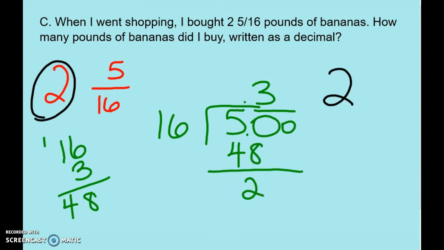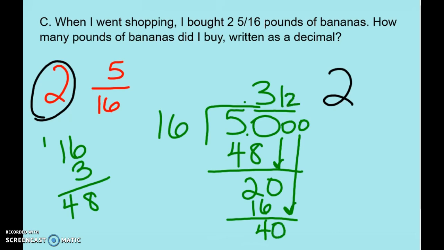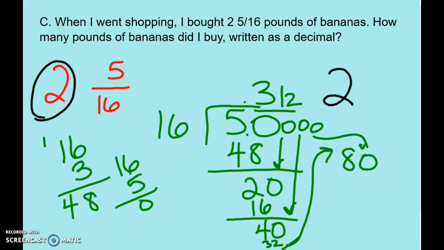We subtract, add your 0, and bring it down. 16 goes into 20 once, with 4 left over. Add a 0, bring it down. 16 goes into 40 2 times, and that would be 32 with 8 left over. I'm running out of room, so I'm going to just take that right up here. I'm going to bring down another 0, and 16 goes into 80 5 times exactly. So we place our 5, and we have 0 left over. Sorry, I ran out of room there. So remember, the 5/16, let's try this again.